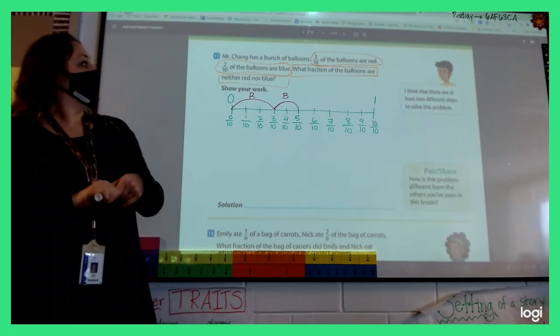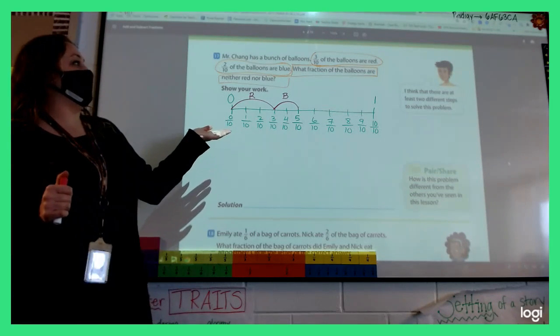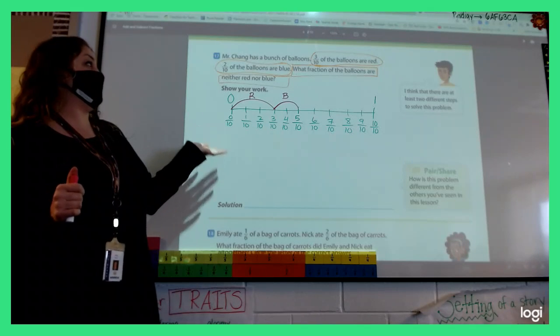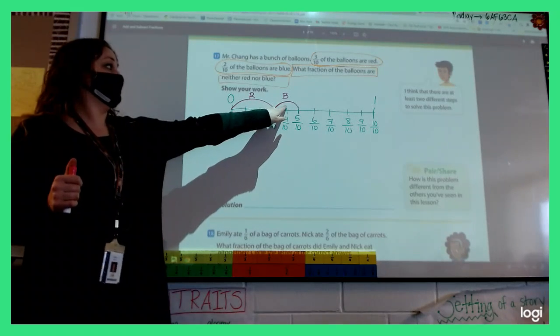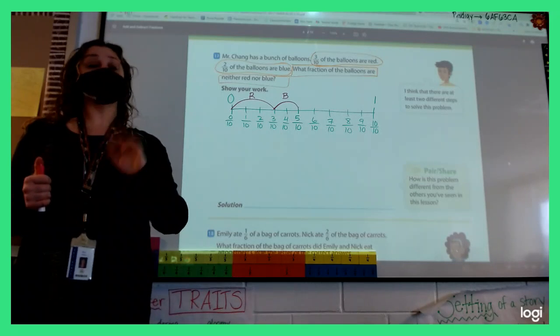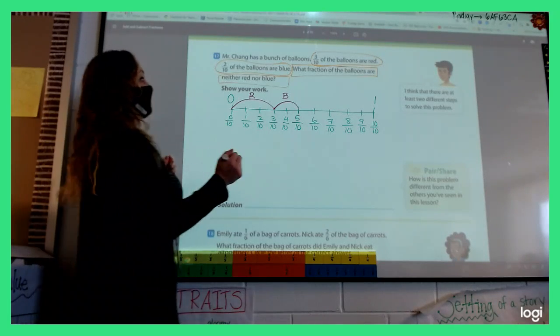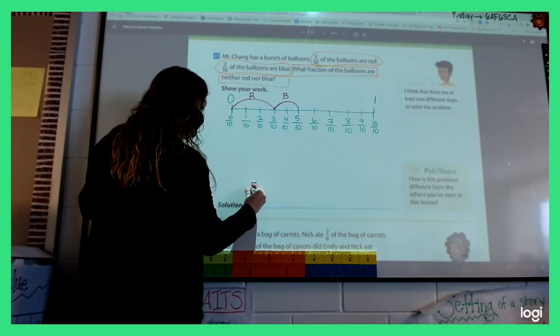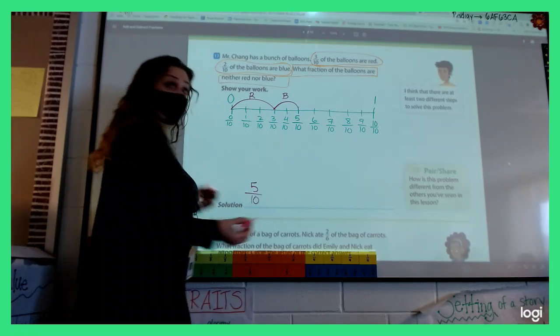All right. So the question wants to know what fraction of our balloons are neither red nor blue. So to get to the whole bunch, how many more balloons must I have? Emma? 5. She's got it. So 5/10, or half of the balloons, right?